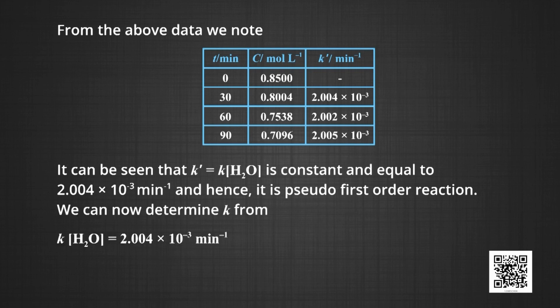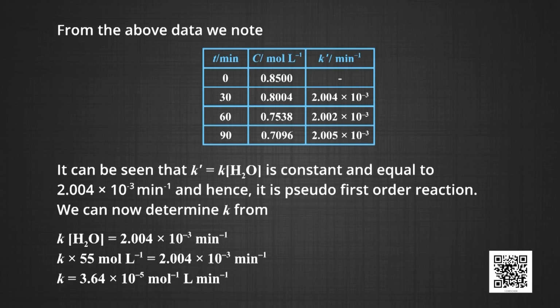We can now determine K from K into molar concentration of water equals to 2.004 into 10 raised to power minus 3 per minute. Now, putting the value, K into 55 moles per liter equals to 2.004 into 10 raised to power minus 3 per minute. After calculating, the value of K will be 3.64 into 10 raised to power minus 5 per mole liters per minute. Now, let me summarize what we have studied today.